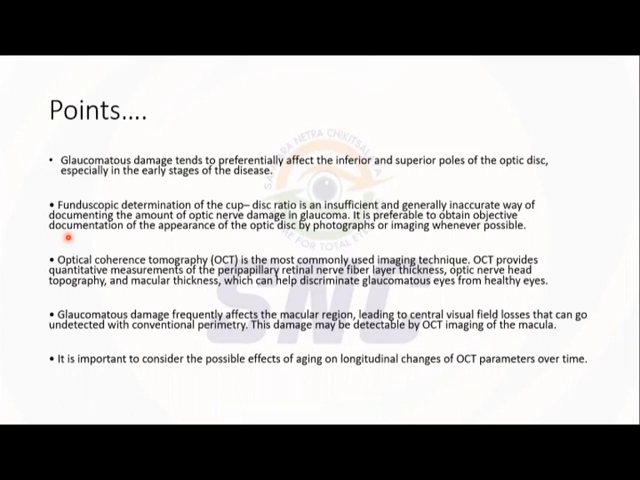Then glaucomatous damage frequently affects the macular region, leading to central visual field loss that can go undetected with conventional perimetry. This damage may be detectable by OCT imaging of the macula. It's important to consider the possible effects of aging on longitudinal changes of OCT parameters over time.